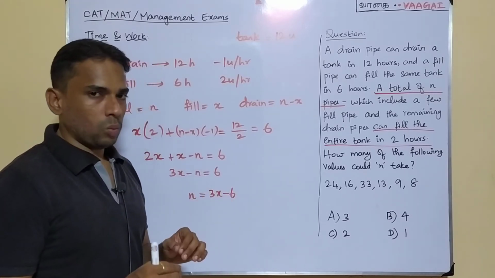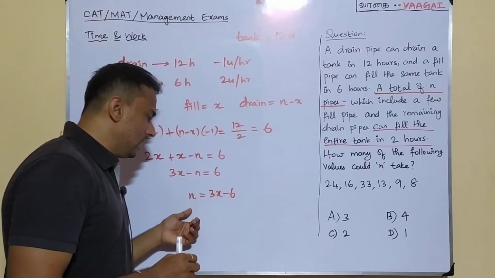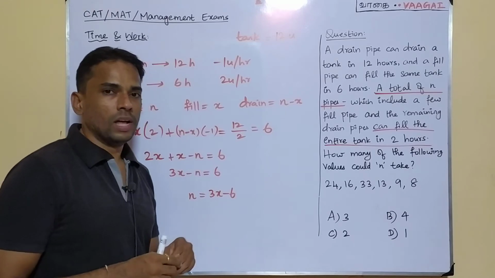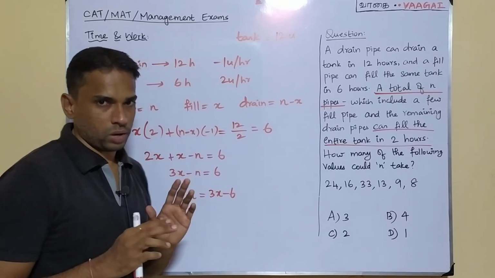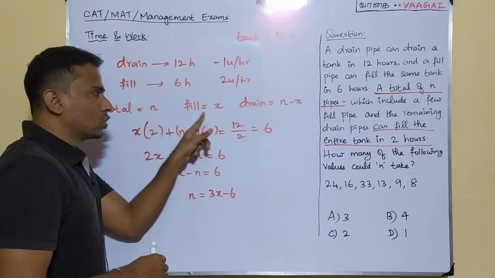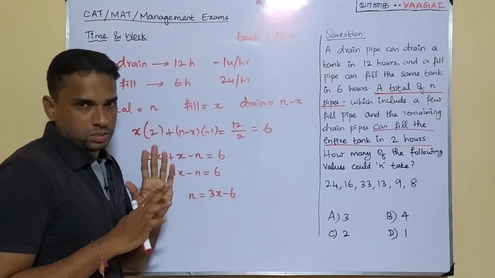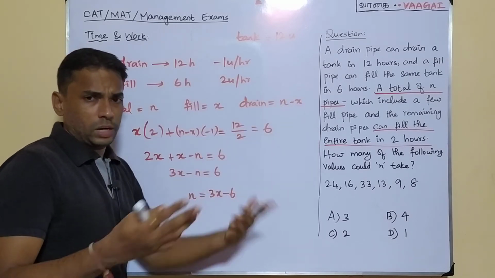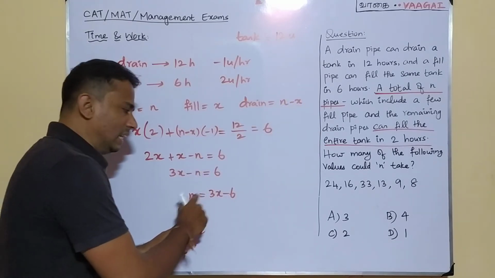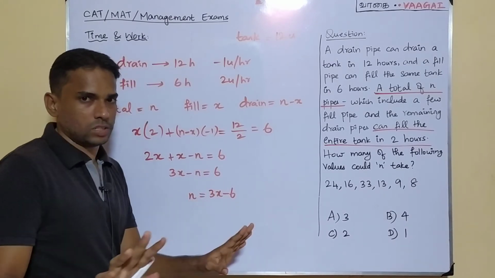So remember one thing, what you have to remember is this n stands for the total number of pipes and this x stands for the number of filling pipes. That is our assumption, right? n is the total pipes and x is going to be the number of filling pipes, and of course the remaining are going to be draining pipes. So now we are representing the total number of pipes in terms of the number of filling pipes, that's it.